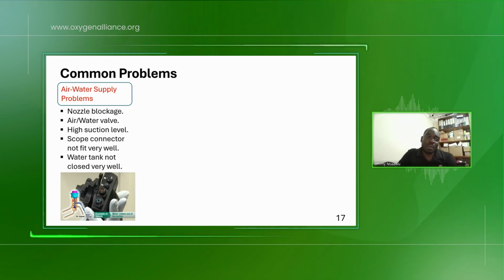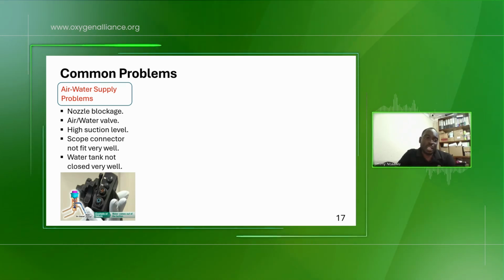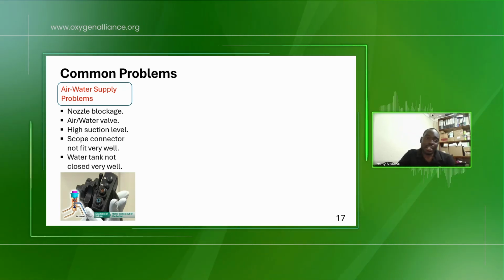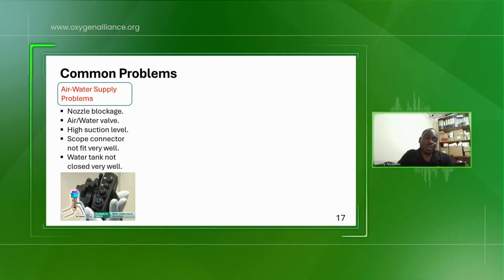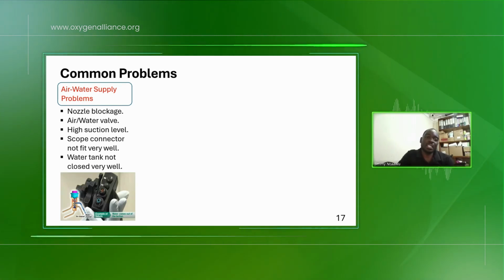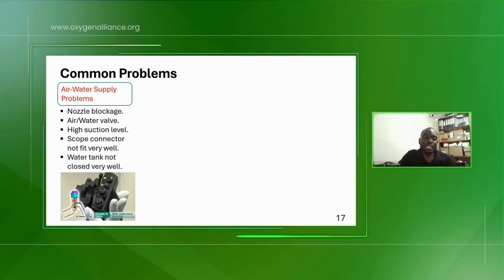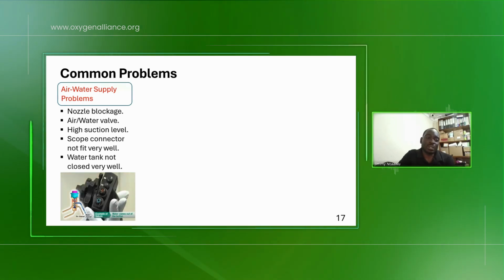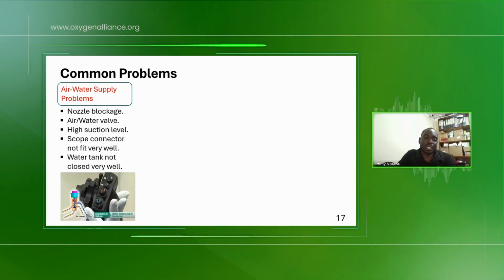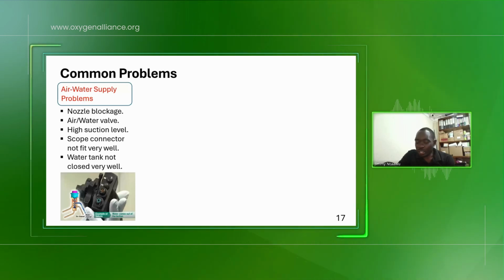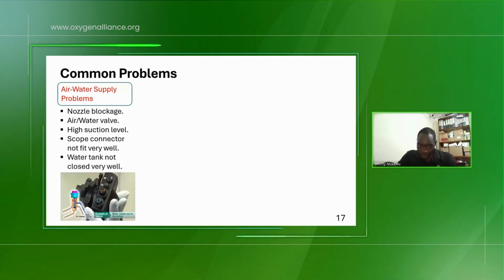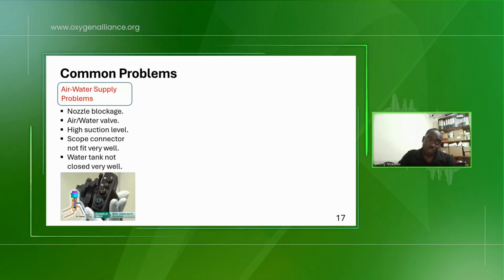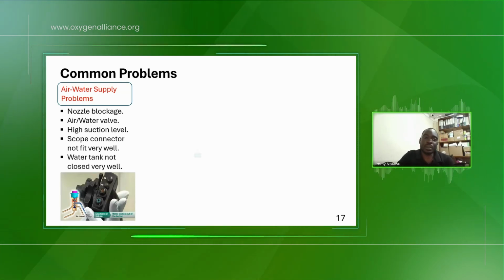Yeah, we have common problems. We have problems which are related to the air-water channel. That can be a nozzle blockage, or the air-water valve. Sometimes when the suction overpowers the pump of the processor, it's also an issue. If you don't connect the scope very well, or if the water tank, the water bottle we use on the tower, is not closed very well, you're going to find issues with your air-water supply.